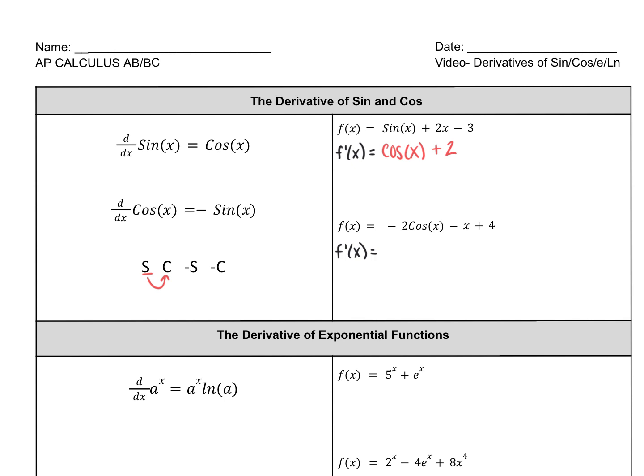So you look at your value here. So negative cos goes all the way back around to sine. So because there's a 2 in front, it's just positive 2 sine of x. And then the derivative of this negative x, there's a 1 in front. So the derivative of that is negative 1. And the derivative of a constant is 0.